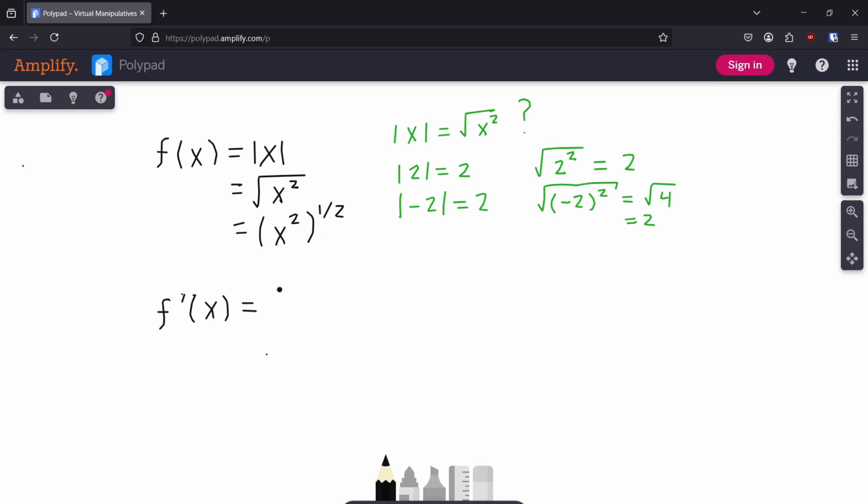So we're going to bring down the 1/2. And we're going to subtract 1 from the exponent. So 1/2 minus 1 is negative 1/2. But then, by the chain rule, we have to multiply by the derivative of the inside, by the derivative of x squared. So we're going to have to multiply by 2x. Okay, and now this is our derivative right here. So now it's just a matter of simplification.